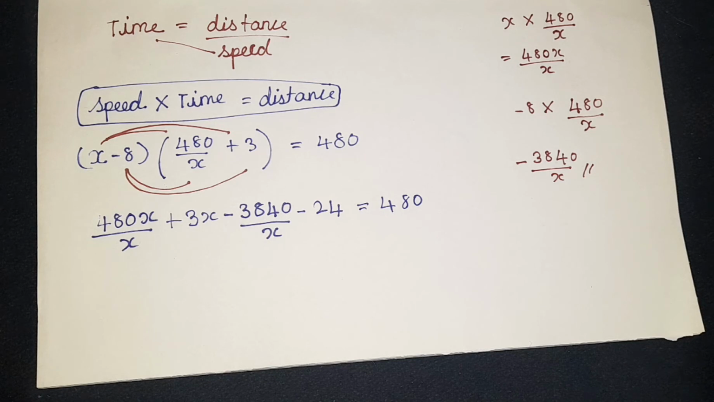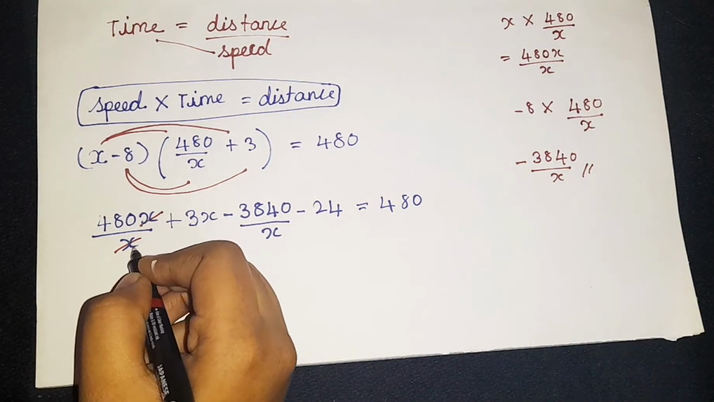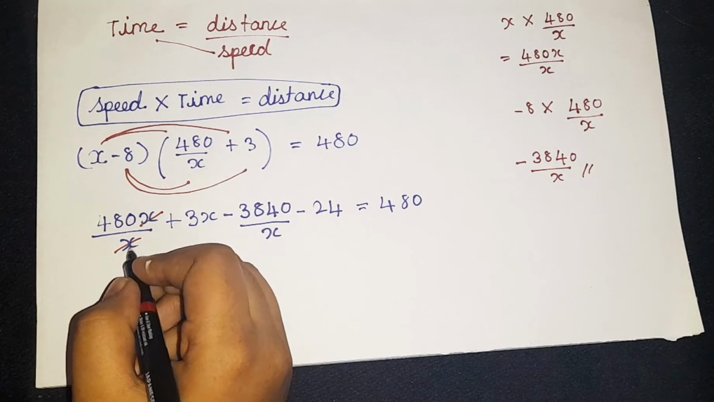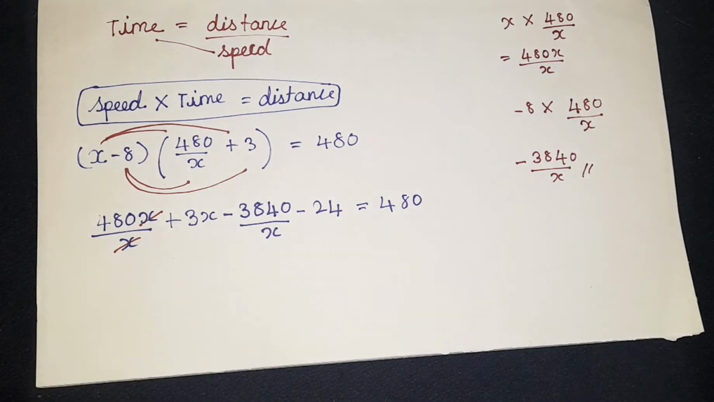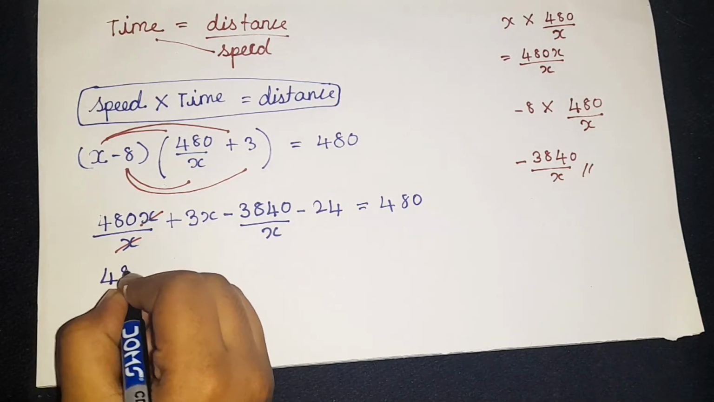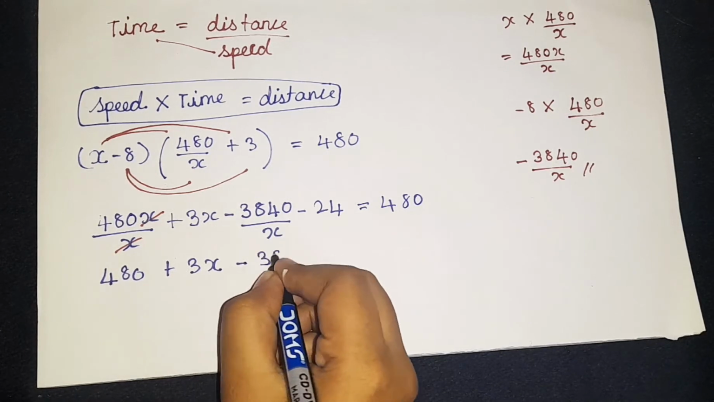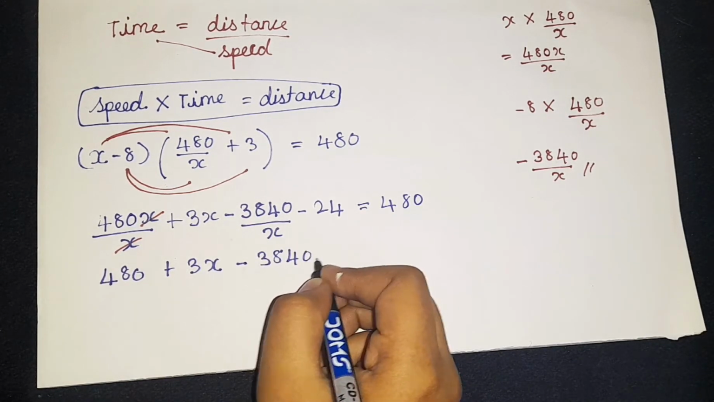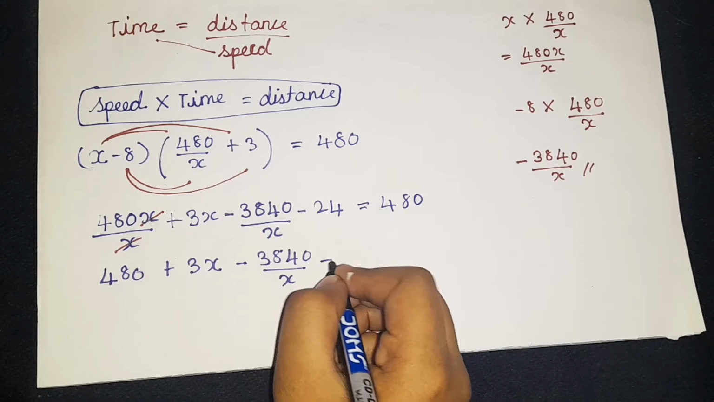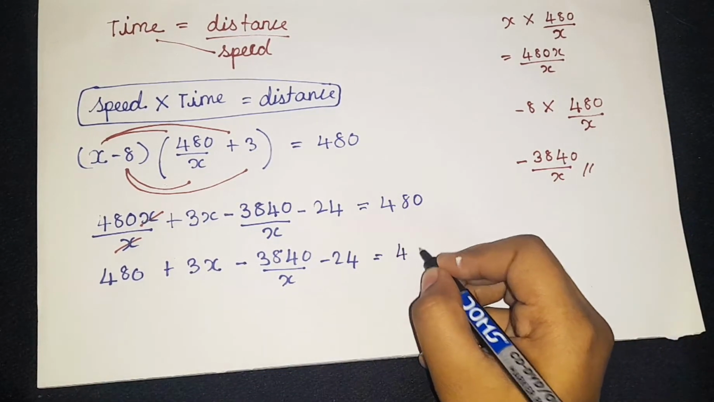So now when you just look at these terms, here we can just cancel this x and this x, am I right? So we can just cancel this one and this one. So now we get 480. Since we cancel them, we get 480 plus 3x minus 3840 divided by x, of course, minus 24 is equal to 480.